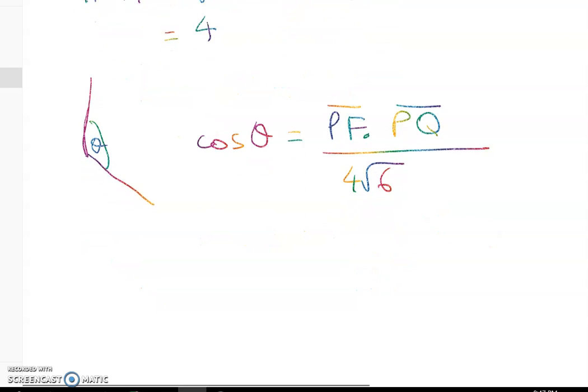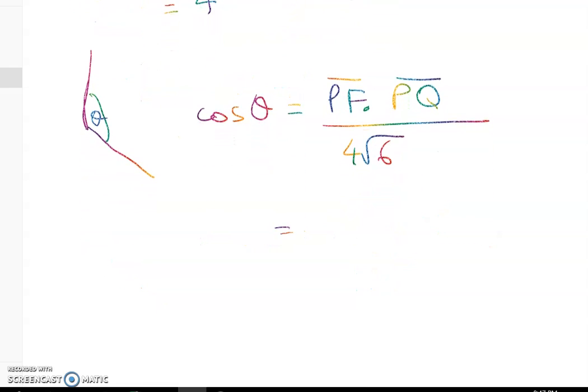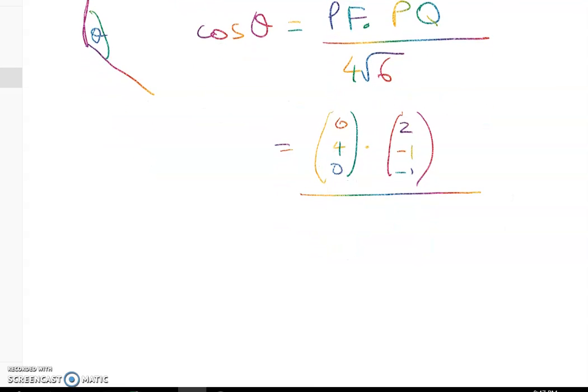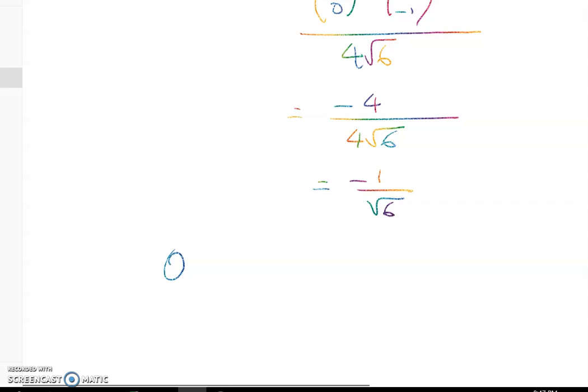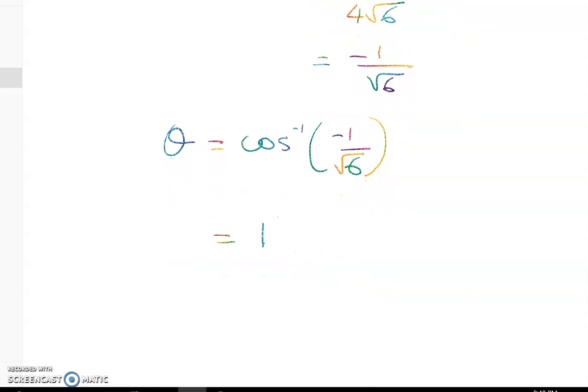So what do we get for those two? Well, it's 0, 4, 0 dot 2, -1, -1 divided by 4 root 6, which gives me -4 over 4 root 6, which is -1 over root 6. So theta is equal to the angle whose cosine is -1 over root 6, and I think that works out to be 114 point something degrees, 114.1 degrees.